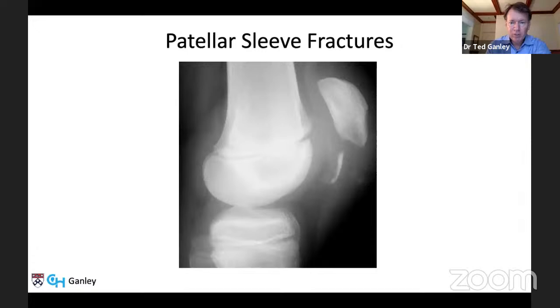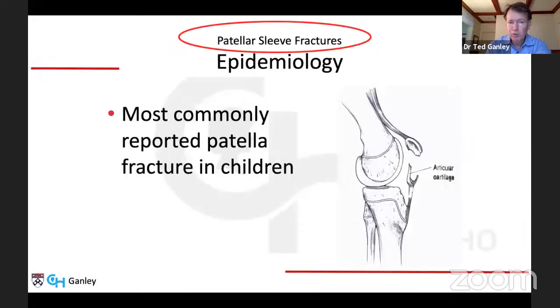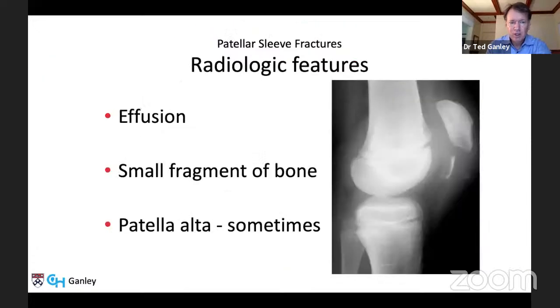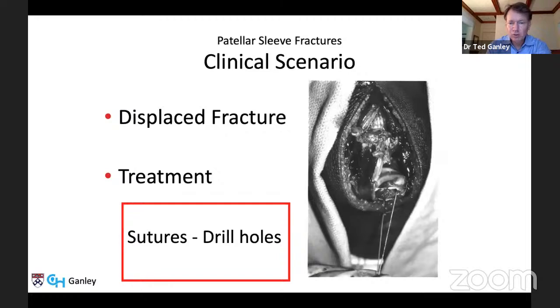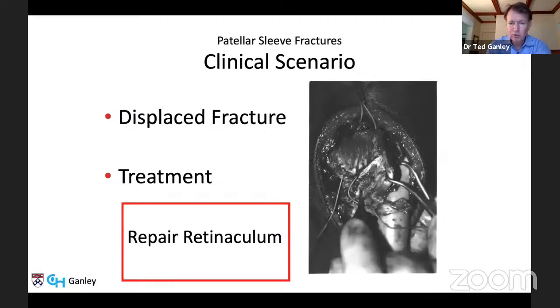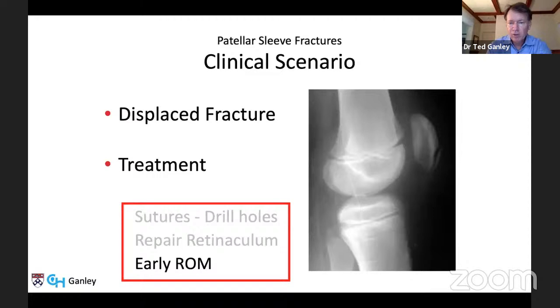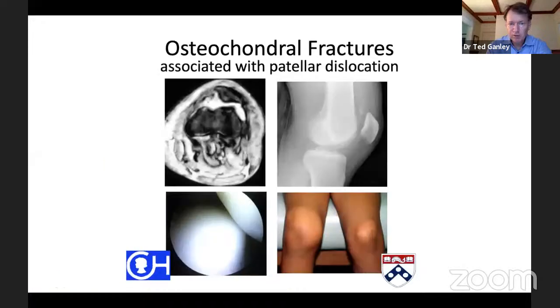And I would just say for patellar sleeve fractures, most commonly reported patella fracture in children, they can have an effusion, small fragment of bone, patella alta sometimes. For displaced fractures, I like sutures with longitudinal drill holes, repair the retinaculum, and early range of motion. For larger patients, I'll do figure of eight tension band wiring. I'll also do high strength sutures in very young patients as well, longitudinal drill holes and sutures in figure of eight fashion, but sutures only in very young children.